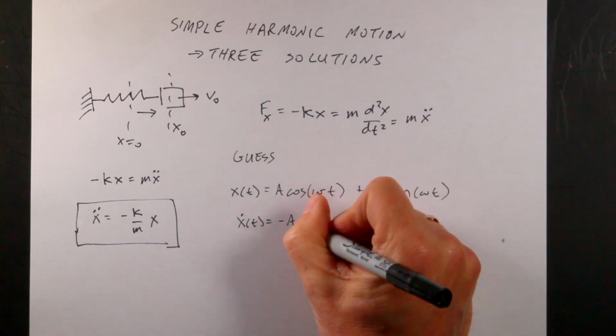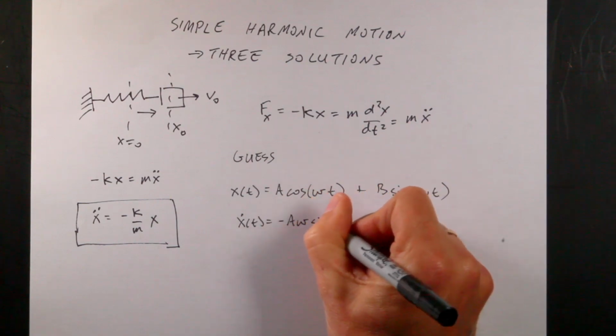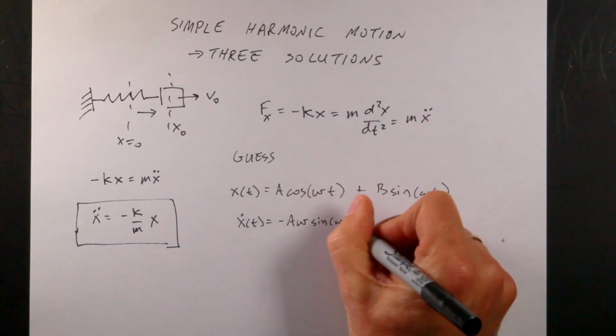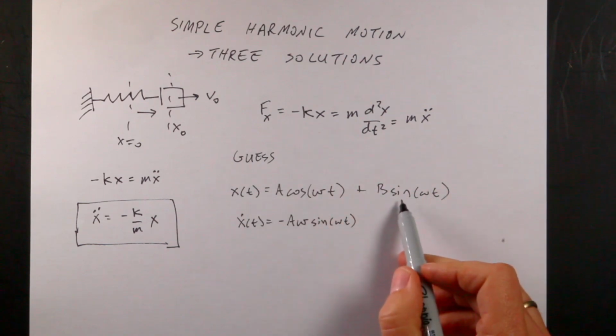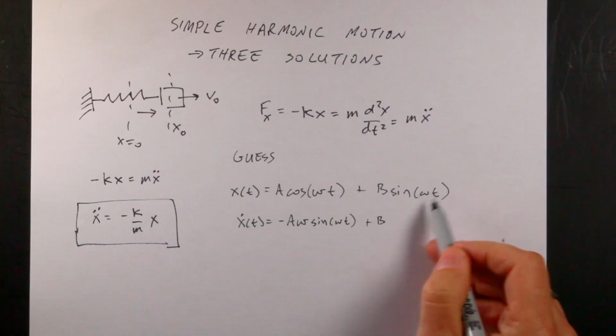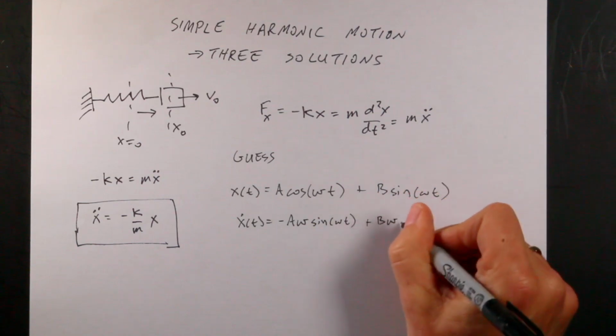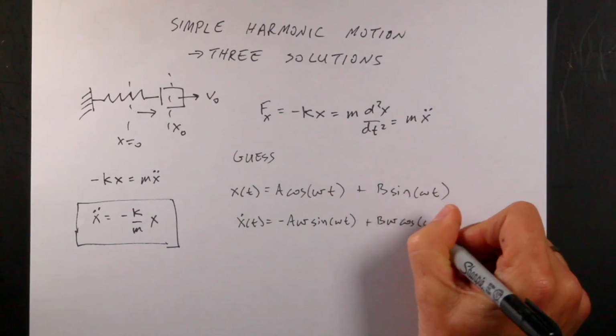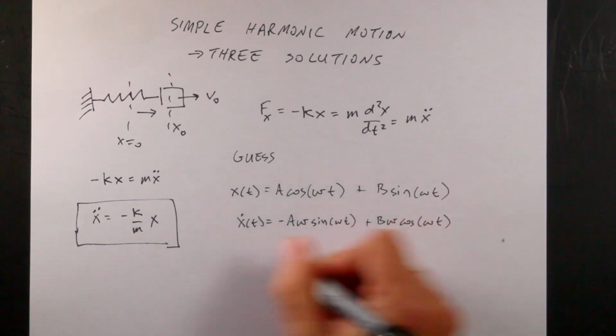So I get negative a omega sine omega t. And then the derivative of sine is cosine, so I get plus b. I've got to take the derivative of the inside, omega cosine omega t. Now let's do it again.